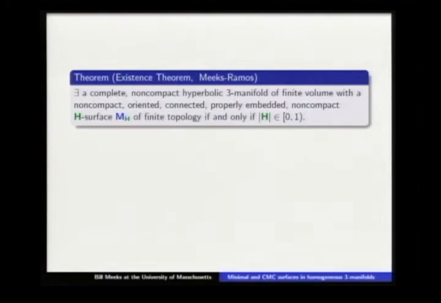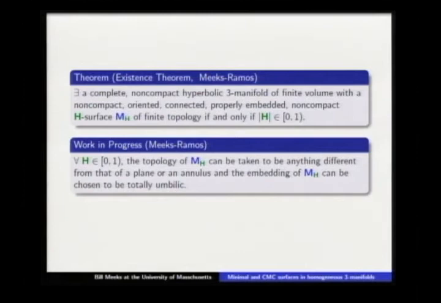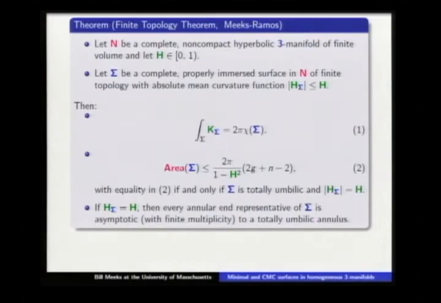And then this is work in progress. We'd like to construct examples of every possible topology. So a plane is not possible, and an annulus isn't possible, but we'd like to construct these properly embedded examples in general. The examples we construct here are all totally umbilic, okay? All right. And that language comes up here.